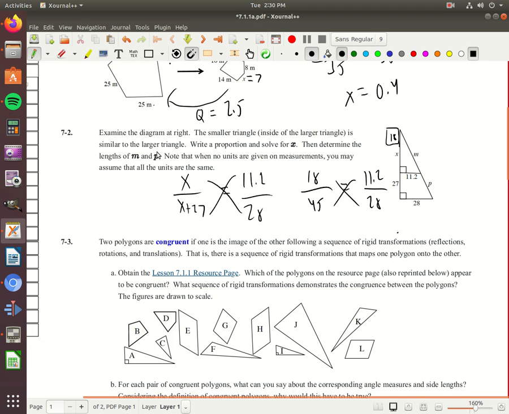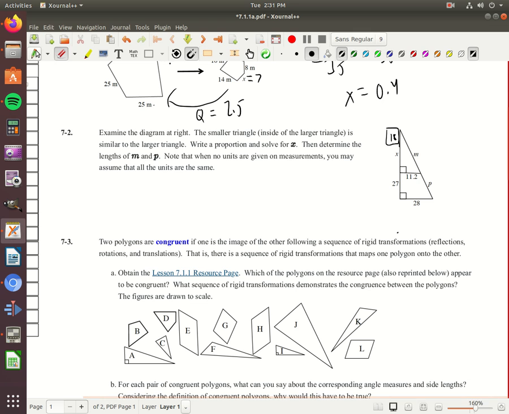Now it says determine M and P. Note that when no units are given on measurement, you may assume that the units are the same. Oh, okay, so like feet or inches or whatever. It's not like they're going to go from inches to feet. All right, so now we can go ahead and set up some more equations. Again, this is 18 for the small side, and the large side was 45.